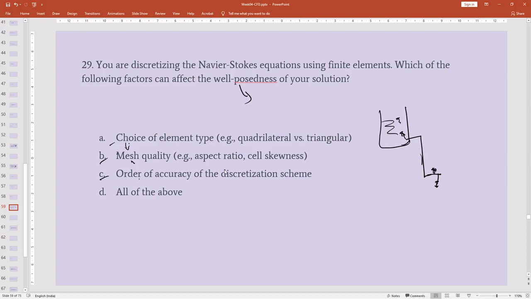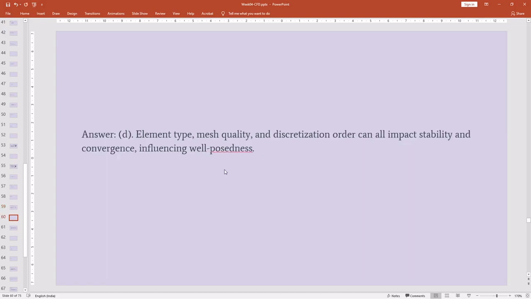Also, as we have discussed in previous sessions, in finite element the solution method itself is different. We use LU decomposition and such methods in finite element methods. So all these will have a significant effect on the solution and the uniqueness of the solution. So option D, the last option, is the answer.